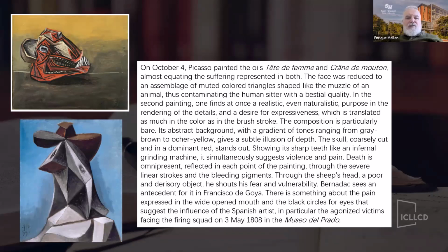Showing its sharp teeth like an infernal grinding machine, it simultaneously suggests violence and pain. Death is omnipresent, reflected in each point of the painting through the severe linear strokes and the bleeding pigments. Through the sheep's head, a poor and derisory object, he shouts his fear and vulnerability. Bernardac sees an antecedent for it in Francisco de Goya. There is something about the pain expressed in the wide open mouth and the black circles for eyes that suggests the influence of the Spanish artist, in particular the agonized victims facing the firing squad in The Third of May 1808 at the Museo del Prado.